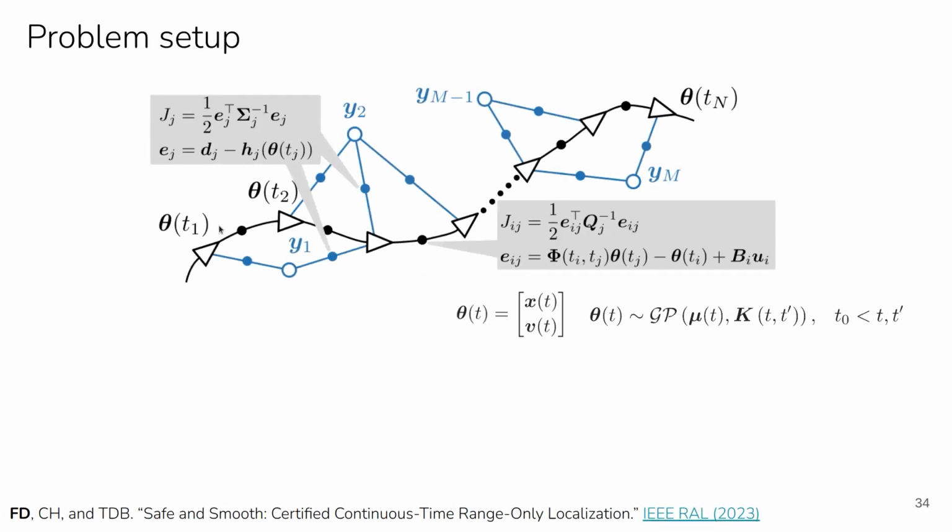So again, the factor graph representation of this is very similar to the previous one. We again have a robot on a trajectory, but now instead of odometry measurements, we use a motion prior to have temporal consistency. And the measurements to the landmarks are now distance measurements.